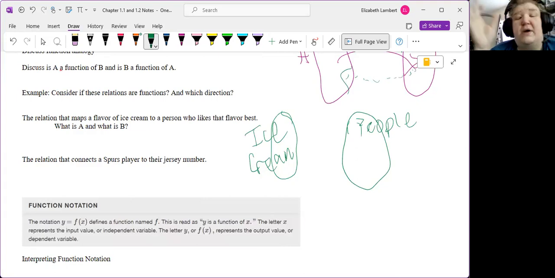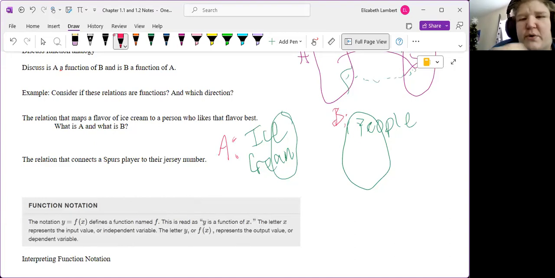All right, so what is A and what is B? However you want to label it. The labeling here does not matter as long as you pick it and you're consistent, which means write it down, show your work. So I'd probably add something like, all right, A is here, ice cream flavors. B is here with people.